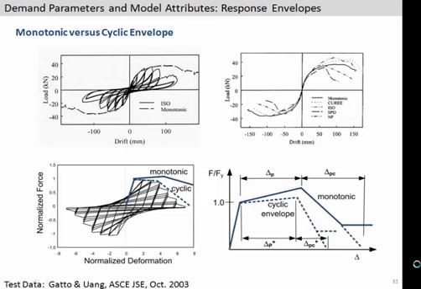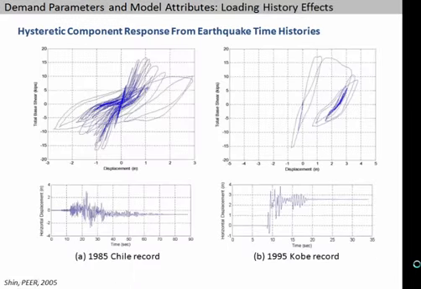So shown in the upper right of this slide are some examples. Qiaoming Wang tested some, these are wooden shear walls, but they demonstrate that for different cyclic loading protocols, you in fact get very different cyclic envelopes. And just be aware of that when we're developing our models.